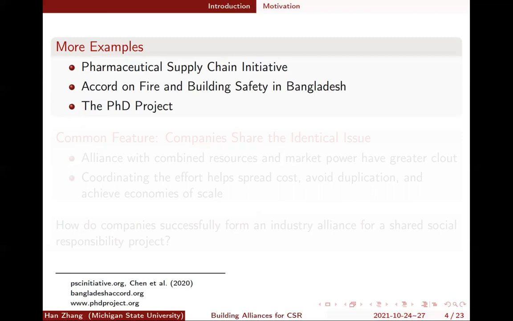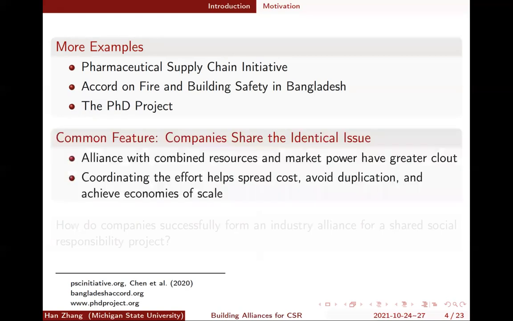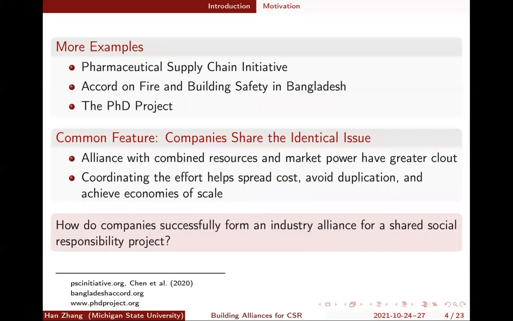In all examples, the members of the alliance collectively face a social responsibility issue. An alliance that pools resources is better equipped to address the problem. We want to understand how companies successfully form an alliance for a shared social responsibility project. Given the success of the Initial Audit Fund, we dive deeper to understand the factors that lead to success.